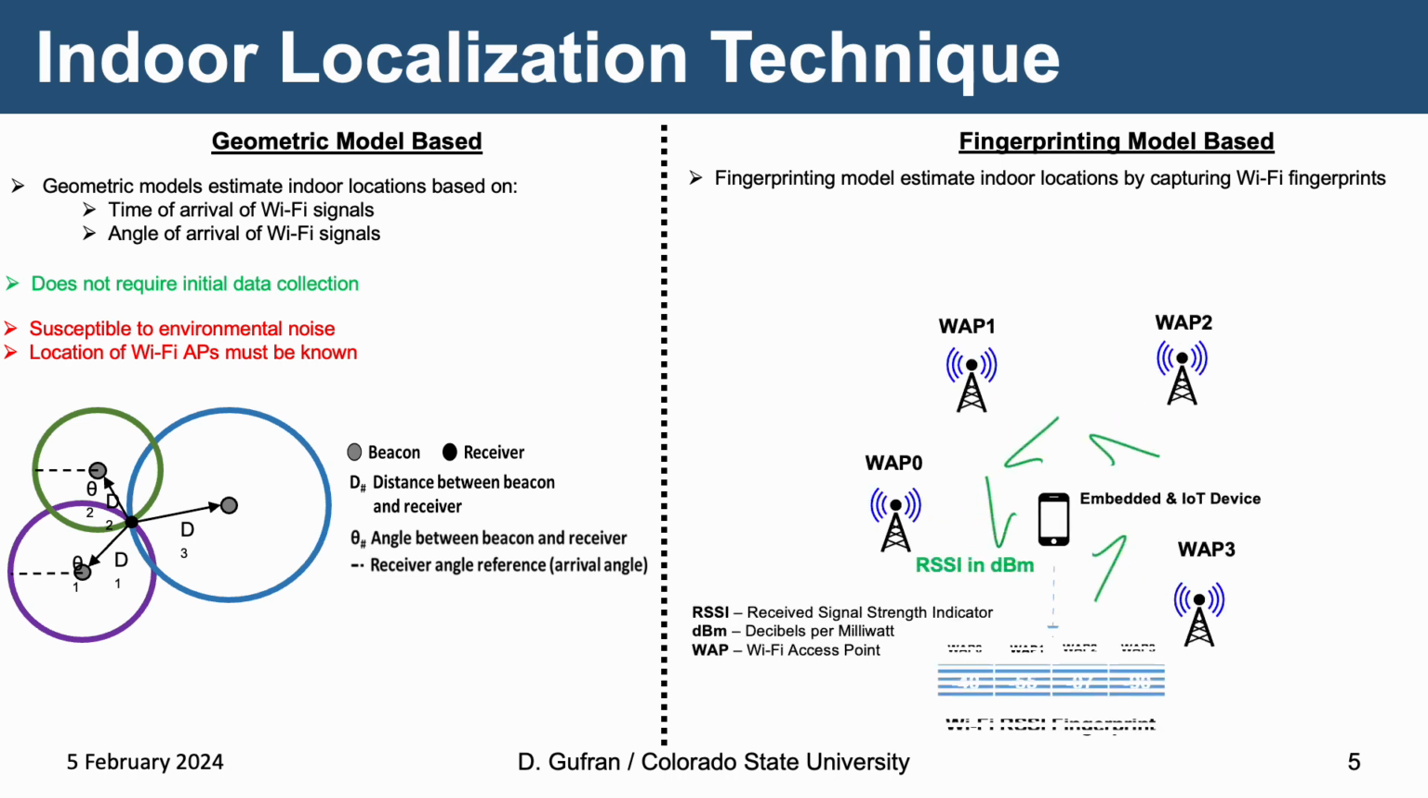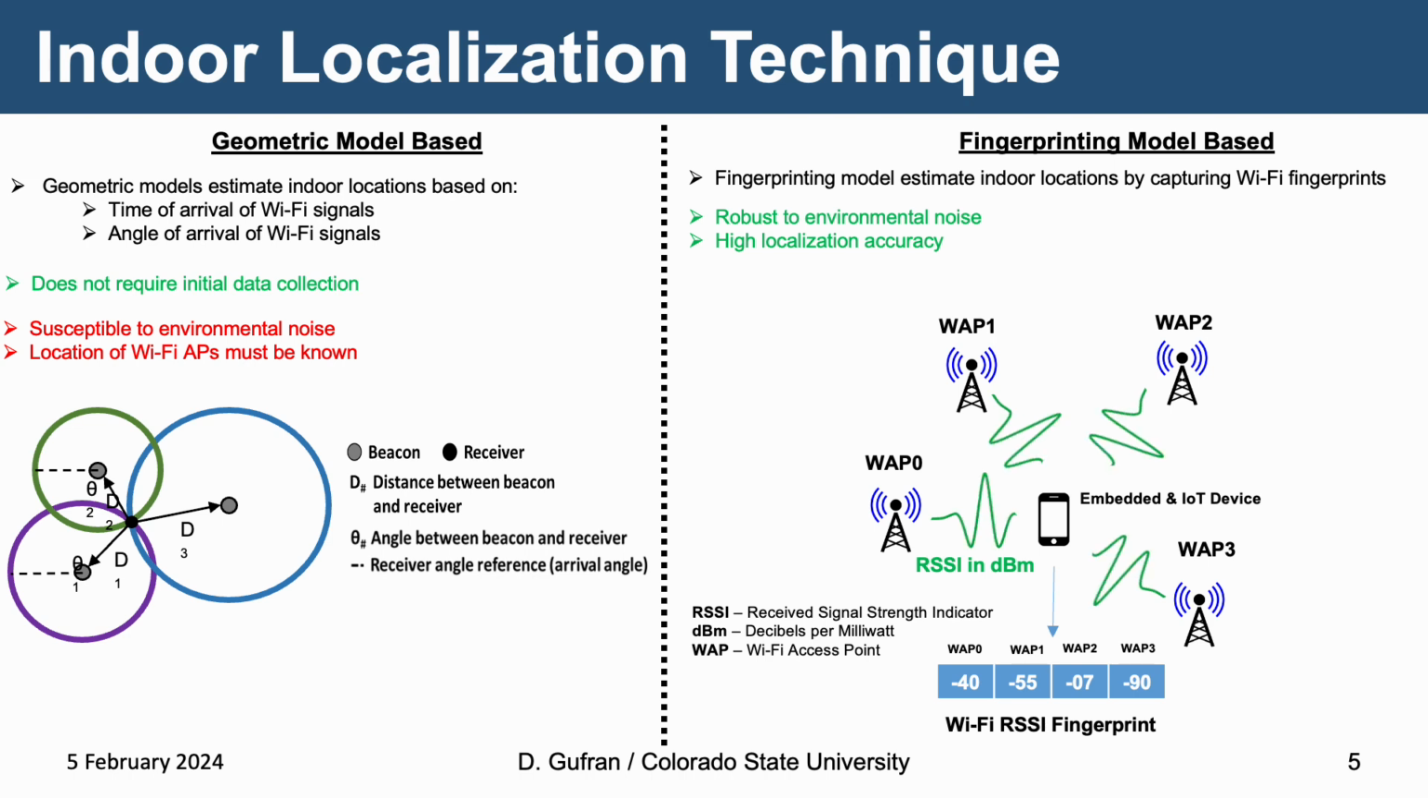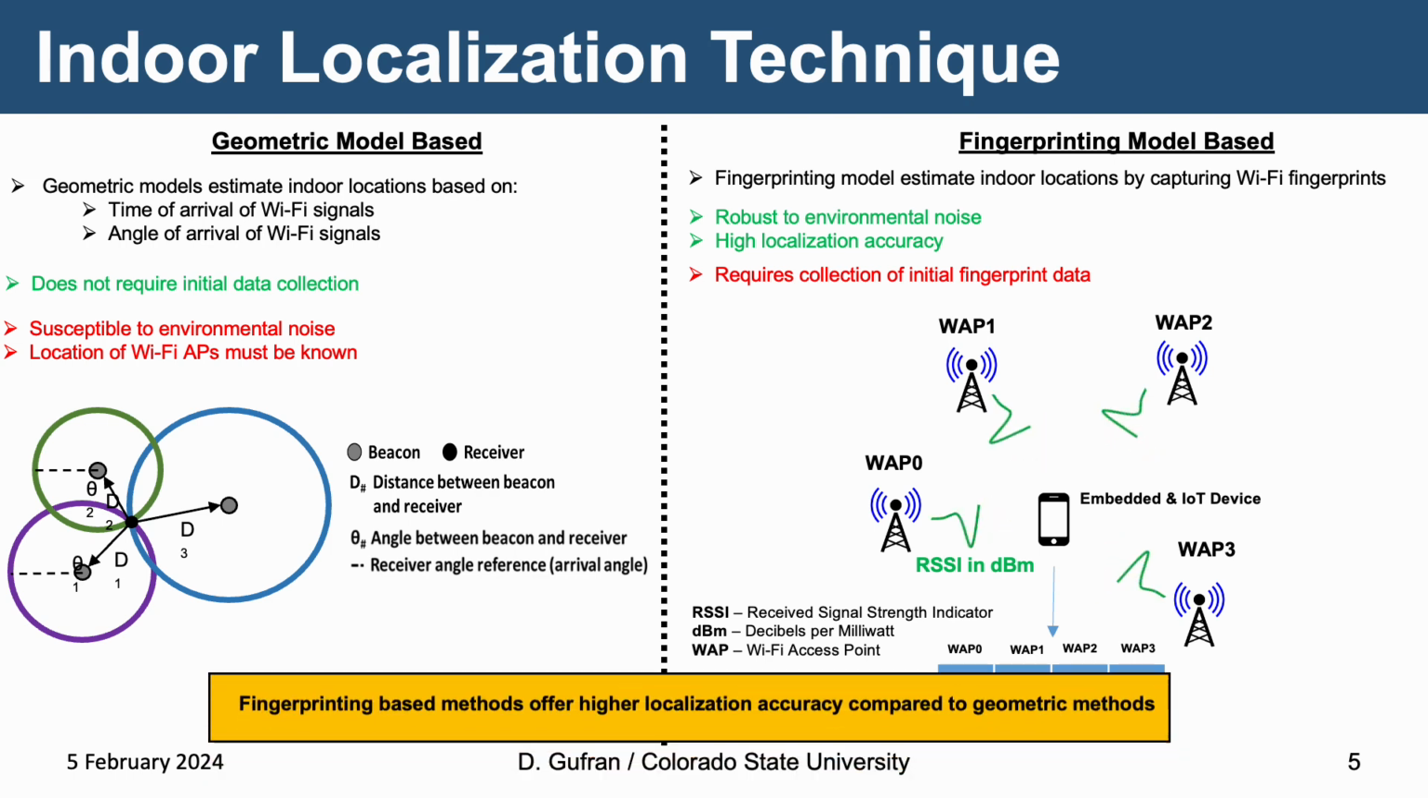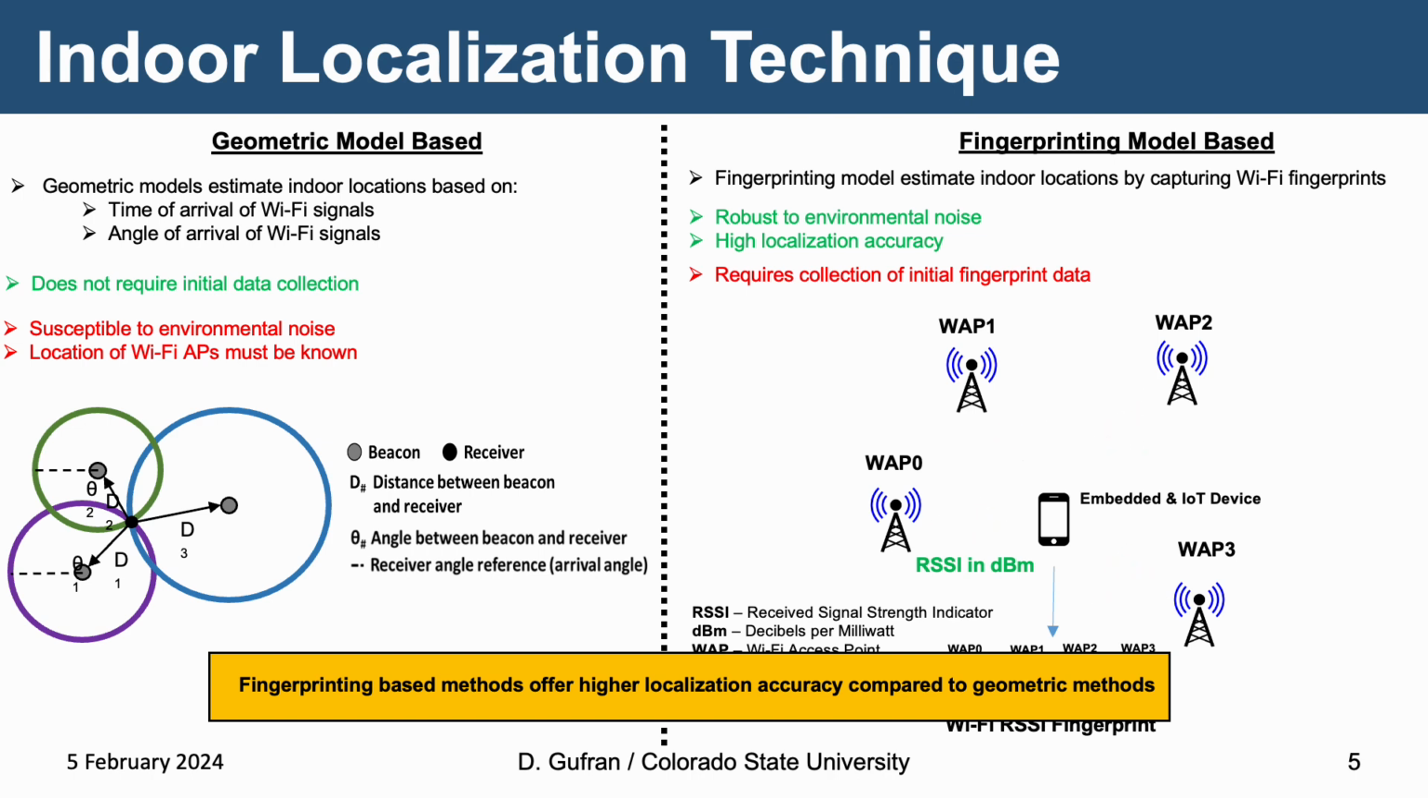The RSSI, or Received Signal Strength Indicator, is a measure of power level in decibels per milliwatt. A Wi-Fi fingerprint of such can hold fine-grained location insights. This technique shows robustness even in the presence of environmental noise, with high localization accuracies. However, this technique demands an initial fingerprint or data collection phase. In conclusion, fingerprinting-based methods offer higher localization accuracies compared to geometric methods.